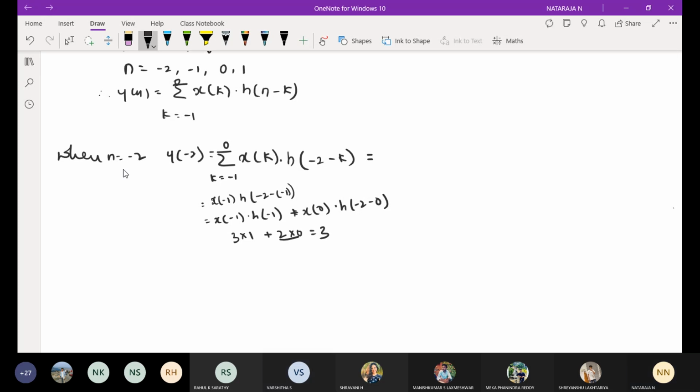Yes, sir. Okay. Then if n is equal to -1, what is y of -1? If n is equal to 0, what is y of 0? If n is equal to 1, what is y of 1? Find the values for these. Then do the verification on the right side.